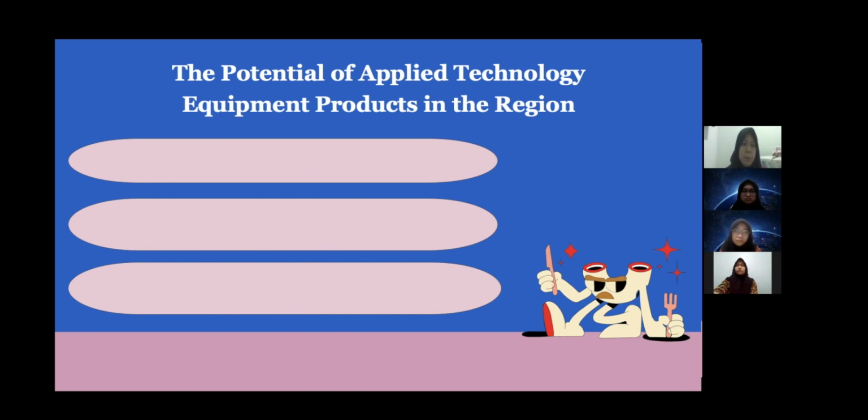In the next slide, we have the potential of applied technology equipment products in the region. The first one is to improve people's welfare by utilizing natural resources as raw materials to be processed in order to have added value. Maksudnya adalah produk peralatan teknologi terapan di daerah itu berpotensi untuk meningkatkan kesejahteraan masyarakat dengan memanfaatkan sumber daya alam sebagai bahan baku untuk diolah.